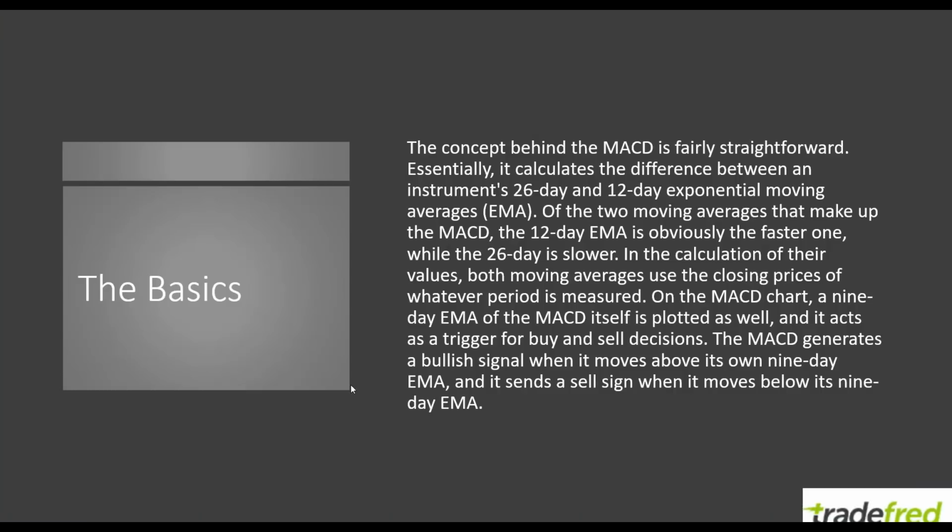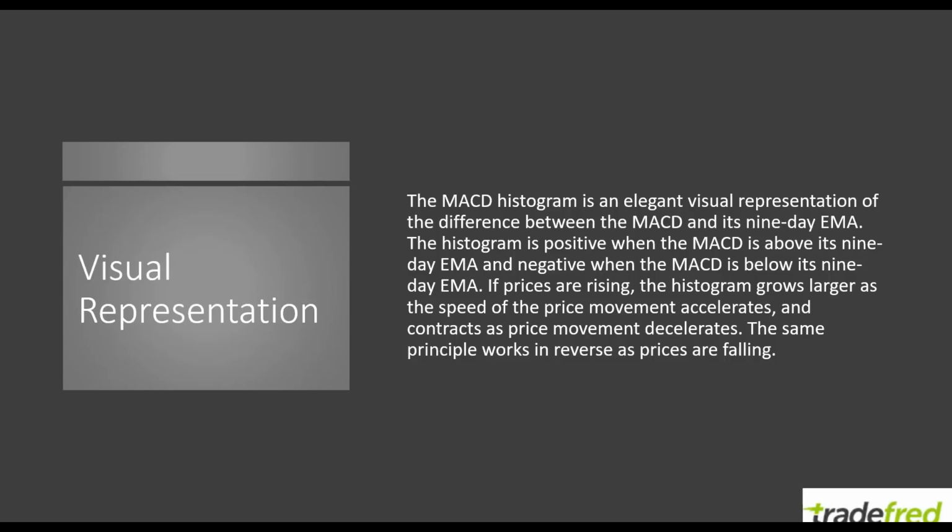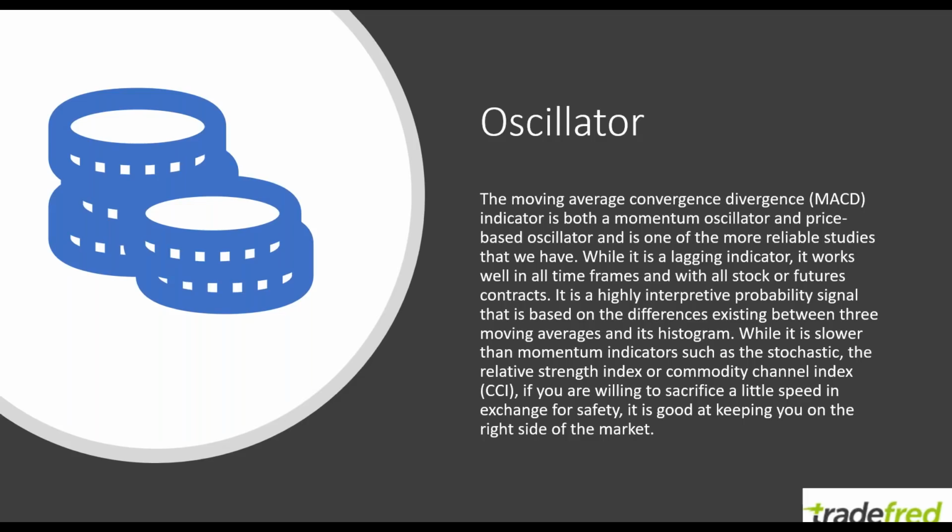Okay. So on the MACD chart, a 9-day EMA of the MACD itself is plotted as well. And it acts as a trigger for buy and sell decisions. The MACD generates a bullish signal when it crosses above its own 9-day EMA, and it sends a sell signal when it moves below its 9-day EMA. Now, we're going to go the next step farther, which is called the MACD histogram, but we're going to get back to the histogram in a minute.